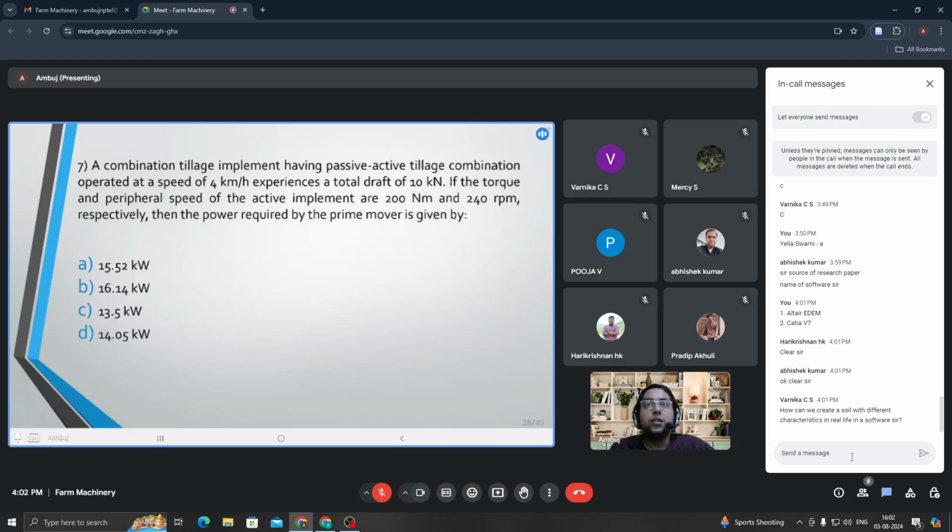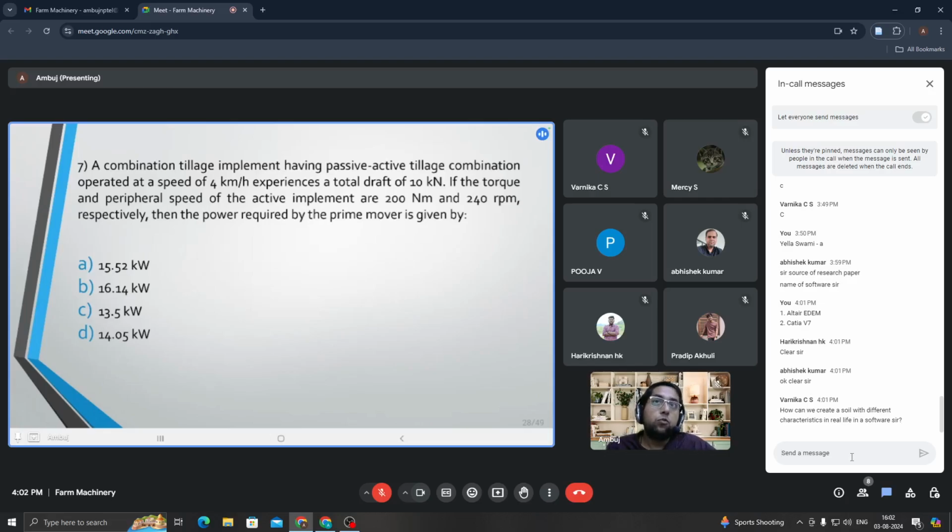A combination tillage implement having passive active tillage combination operated at a speed of 4 kilometer per hour experiences a total draft of 10 kilonewton. Torque is given to you. And peripheral speed is given to you. What is the power requirement by the prime mover?